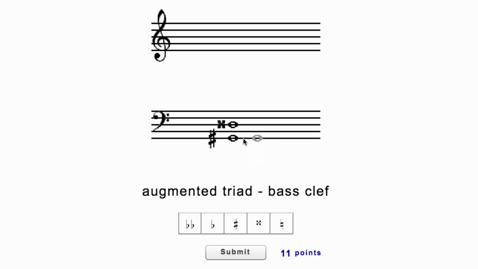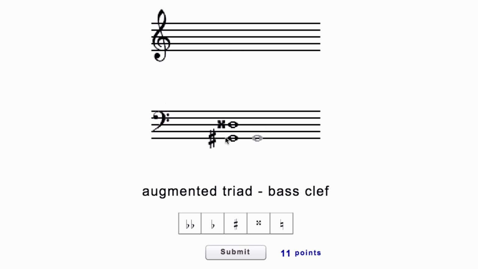Augmented triad. Now, augmented triad means we have to have an augmented fifth as our biggest interval, and we need to have a major third as our smaller one. So G to D would be a perfect fifth. G to D sharp would be an augmented fifth. Same type of thing here. It's G sharp, and instead of G sharp to D sharp, same accidental, it's G sharp to D double sharp. So it's one step bigger, or augmented.